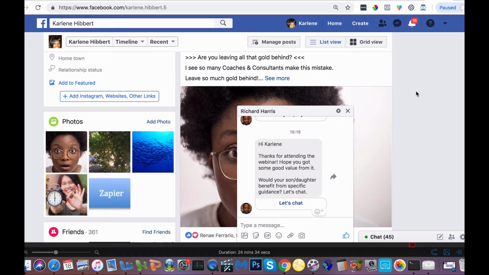Now imagine if you were able to double that just by implementing these two steps. You would now have 40 people coming to your webinar, and instead of making 5 sales, you would be making 10 sales. So 10 sales at 2,000, that would be 20,000. Literally just by implementing these two steps, you could double your revenue.